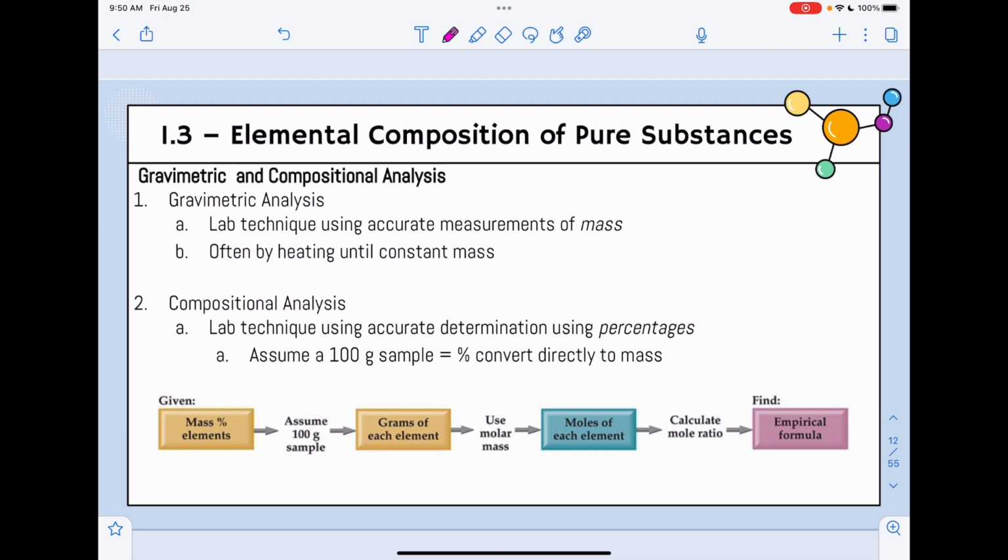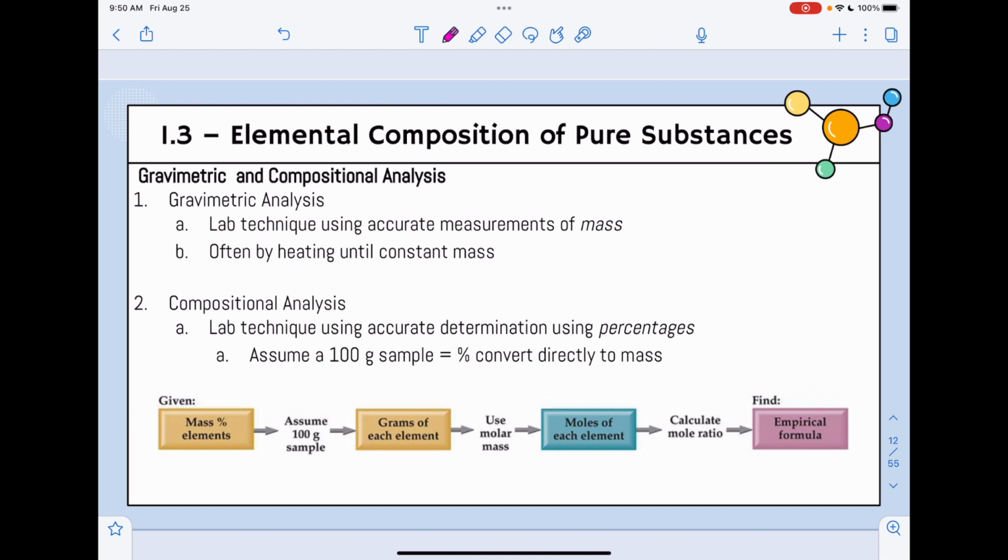original ratio was. When we use this analysis technique, we're going to assume that we have 100 grams of a sample. You can assume any mass of a sample, but if you assume 100 grams, your percent is your mass, because a percent of 100 is the same number. So let's make life easier for ourselves. We're going to take the mass percent, automatically assume that we have 100 grams. Therefore, the mass percent is going to tell us the mass of each element.